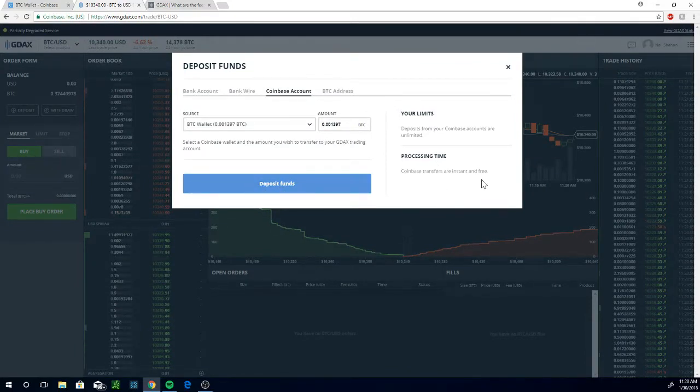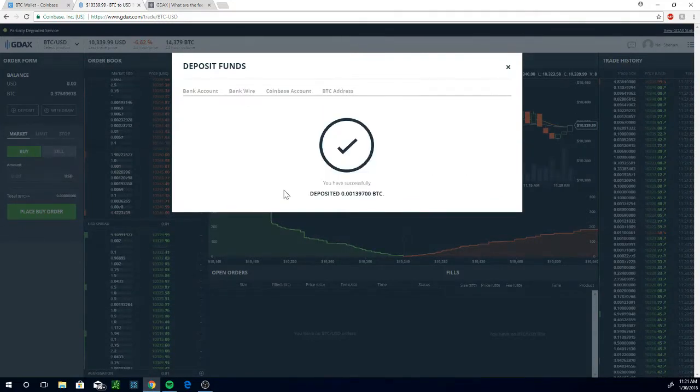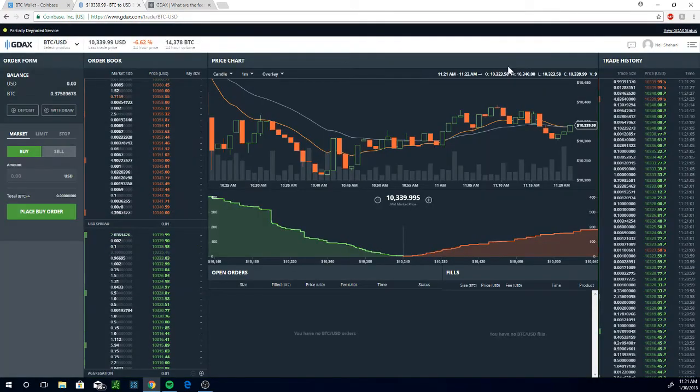It says Coinbase transfers are instant and free, so you're not going to get charged when you're transferring this, which is really nice, and deposits from your Coinbase accounts are unlimited. We go ahead and hit deposit funds. As you can see, it says you successfully deposited that Bitcoin.